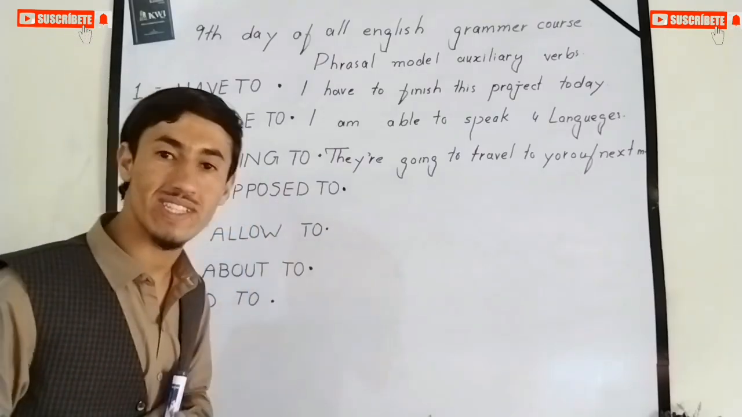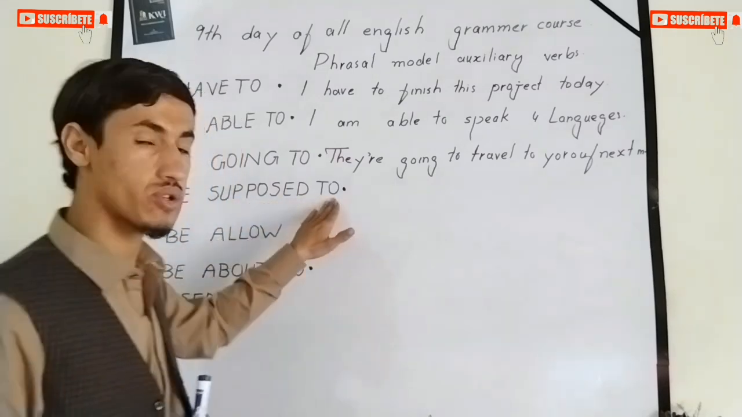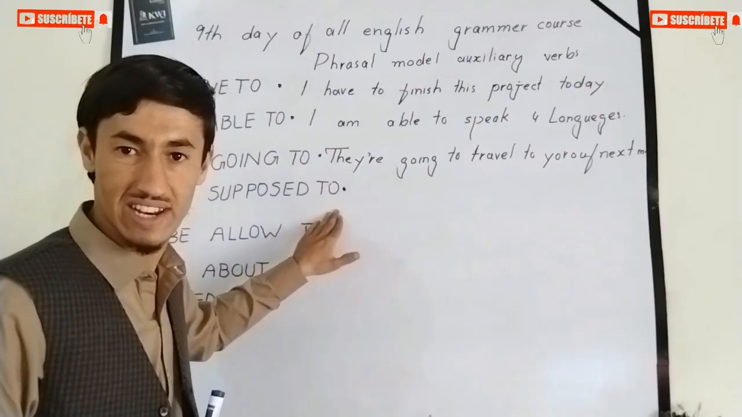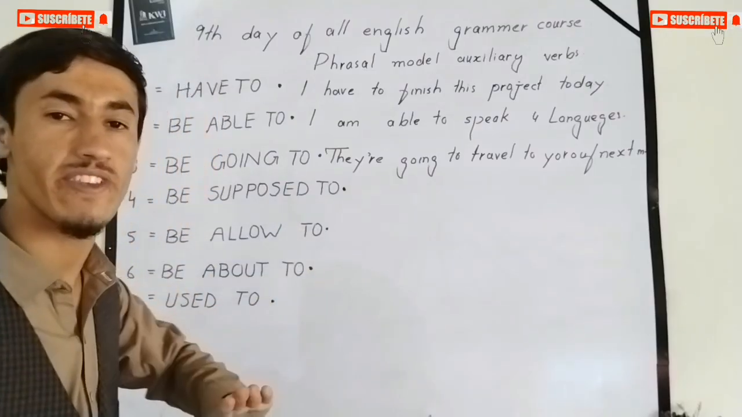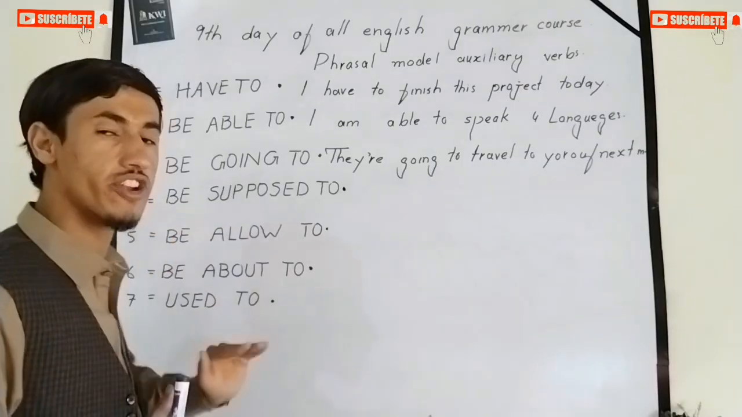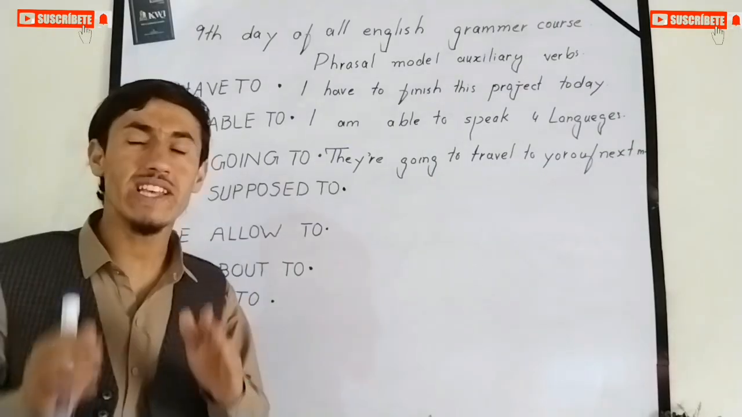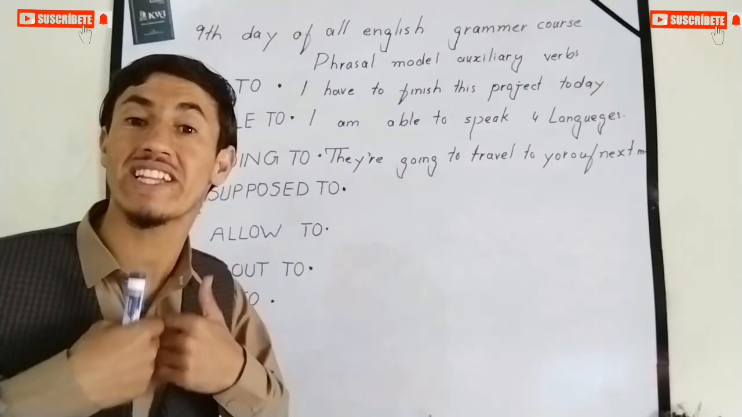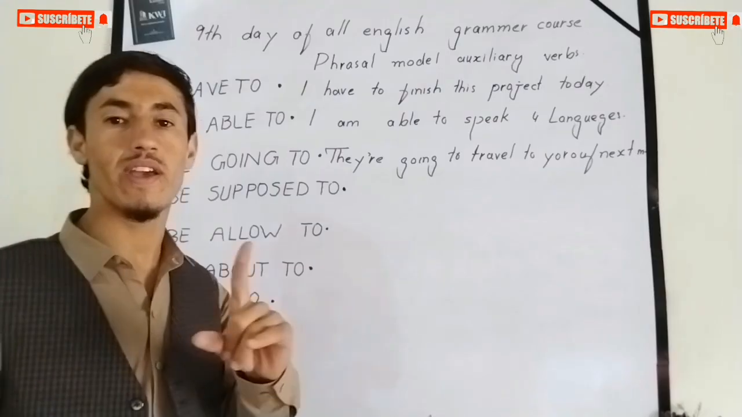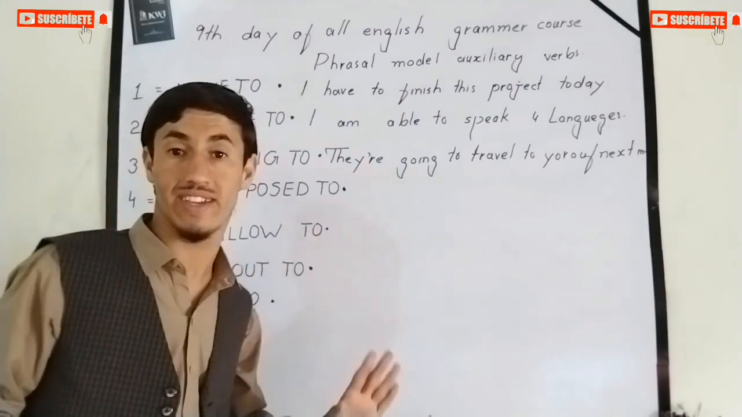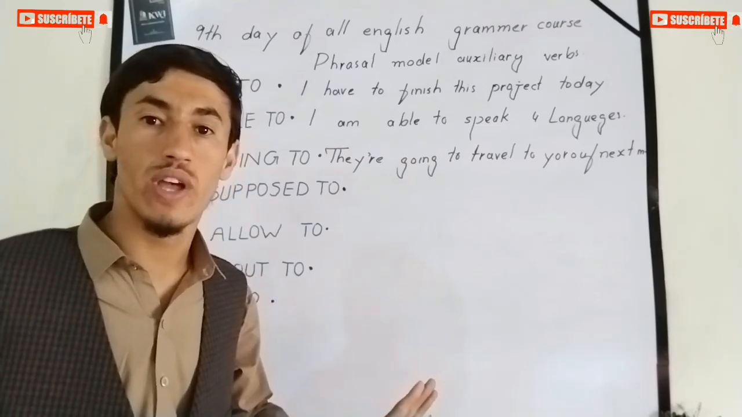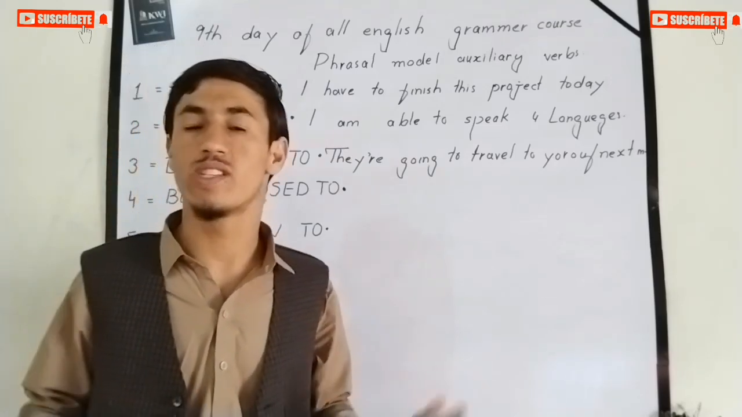The phrasal modal auxiliary verb that is be supposed to. Dear learners, be supposed to is a very common phrasal modal auxiliary verb, and it is very easy. Be supposed to is used for expectations. One sentence I will make without writing. I will say the Japanese train is supposed to be the fastest train in the world.